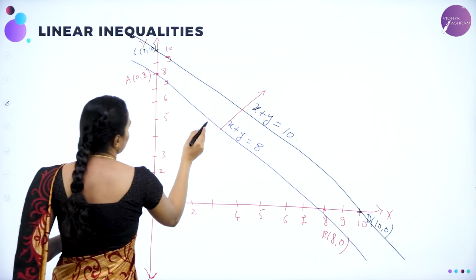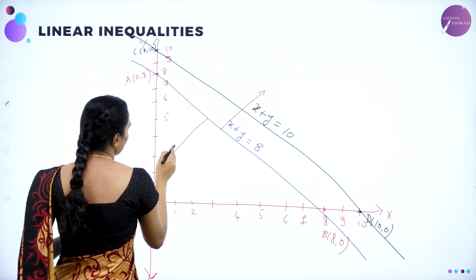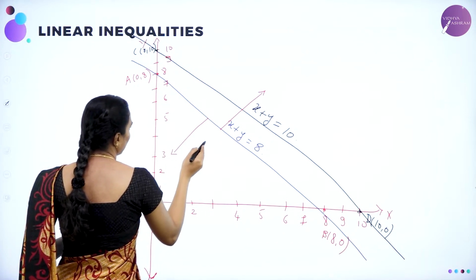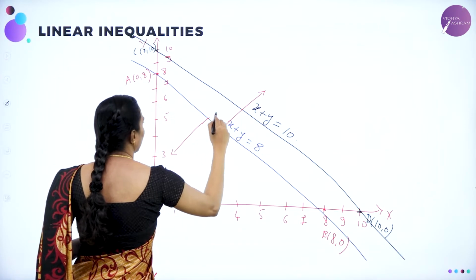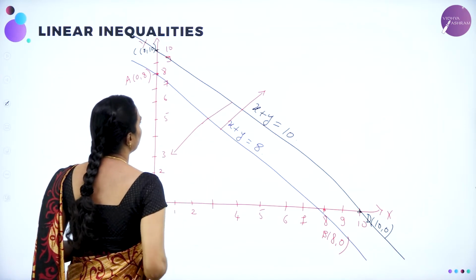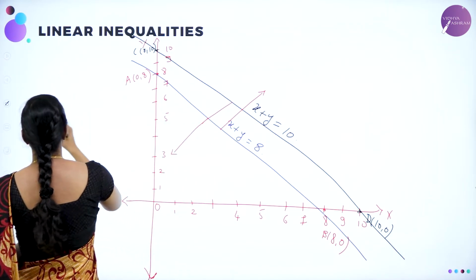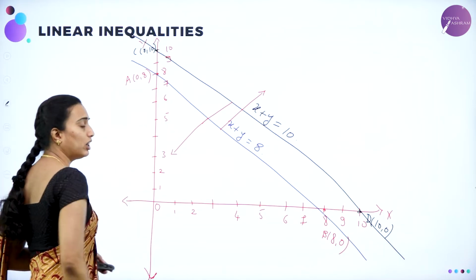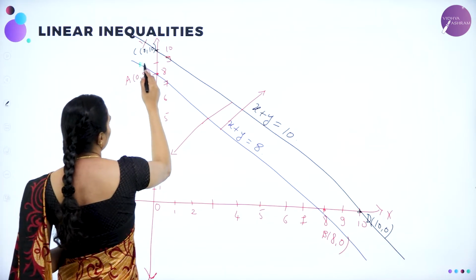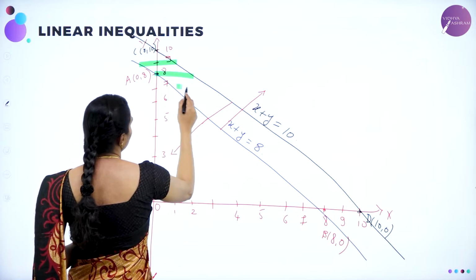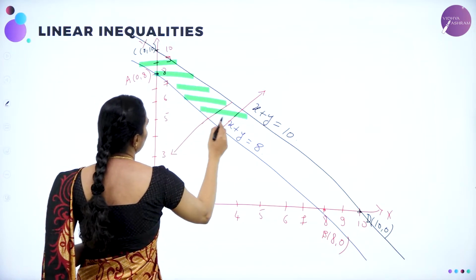So this is towards the origin, and that is away from the origin, and where both the lines are merged here, that is called the feasible region. I'm marking here: this is called the feasible region.